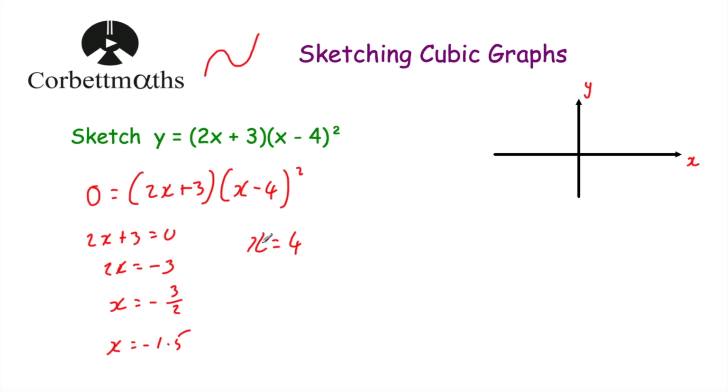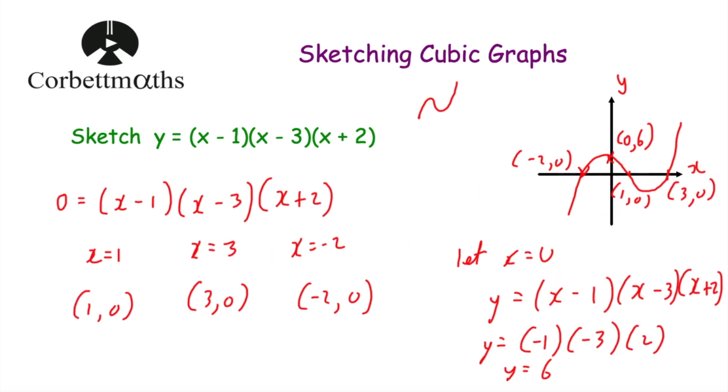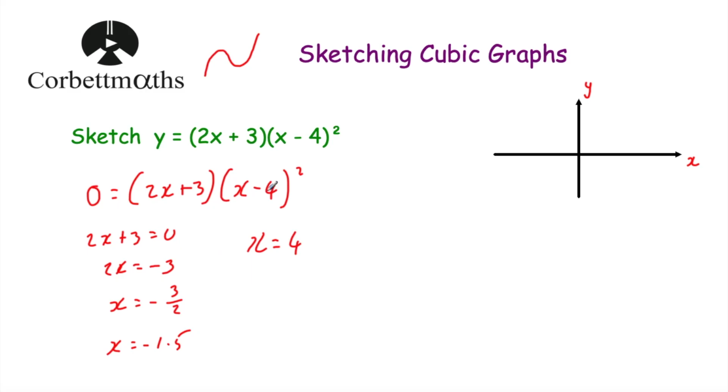Now you'll notice that this time we've only got two solutions. Before, we had three different values for x. Because we have this bracket squared, if we write out the three brackets, you'd have x equals minus 1.5, x equals 4, and another x equals 4. So this is what we call a repeated root.